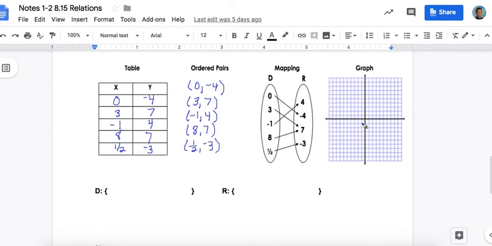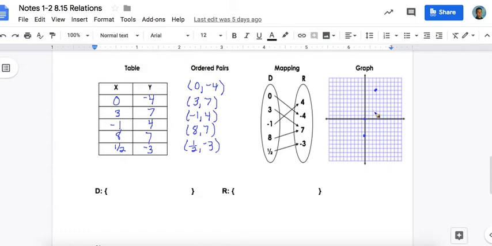So now, once again, we start at the origin, which is right here, where the x and y axis meet in the middle. And now we're going to graph 0, -4 first. So I'm not going to move on the x-axis, and I'm going to go down to -4 right here. And then I'm going to find 3, 7 by going to the origin and going 1, 2, 3. And then I'm going to go up to 7. 1, 2, 7.